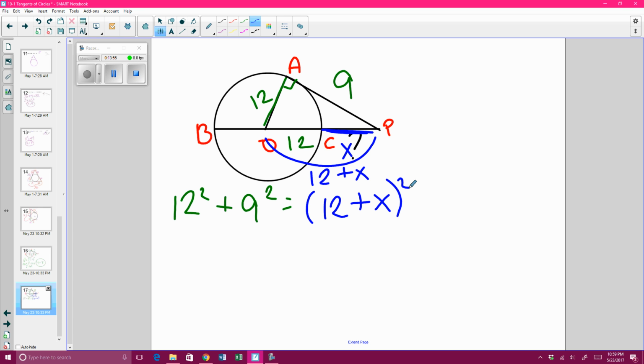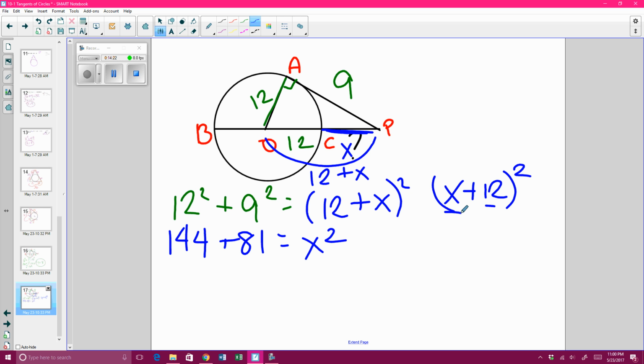Now, in the other ones, it was nice because on the left-hand side and the right-hand side, you had X squared. In this case, you're not going to have X squared on both sides, so you are eventually going to have to factor these polynomials. So 12 squared is 144. 9 squared is 81. Go ahead and square this out. If you want to rewrite it to put X first, that's fine. I know a lot of you guys want to. That would be X squared. 2 12s is 24. And then throw your X on. And then 12 squared would just be 144.